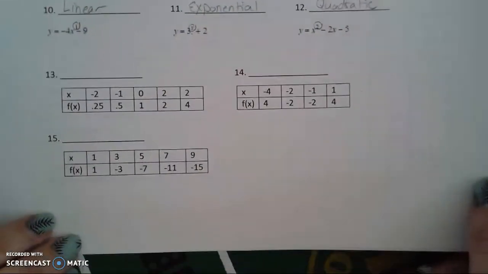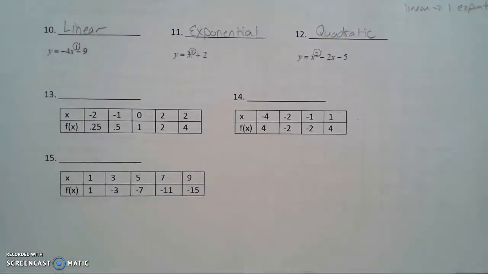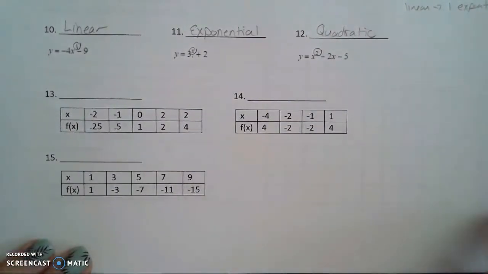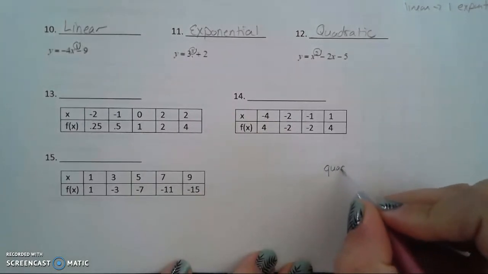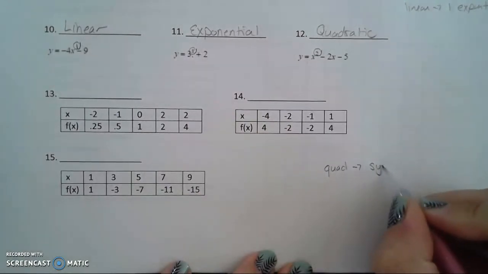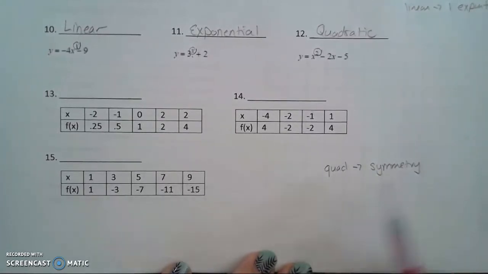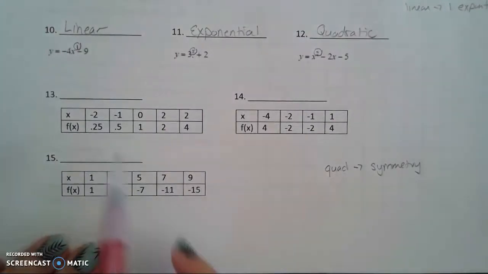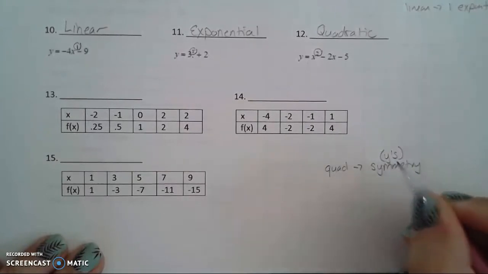Okay, then the third way that we need to identify is from a table. For tables, I like to identify my quadratics first. The reason I like to do that is because a quadratic function is going to have symmetry. Remember, symmetry means that there's a mirror image. So I'm going to see the numbers repeat themselves on the left side and the right side. When I'm talking about symmetry, I'm talking about my y values.